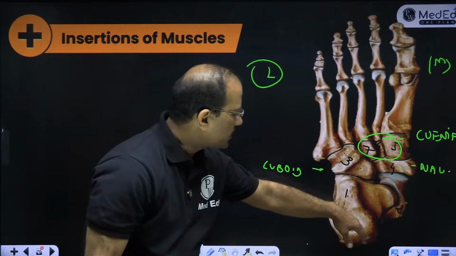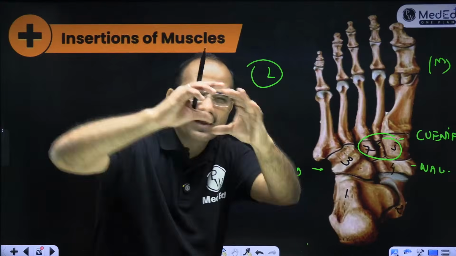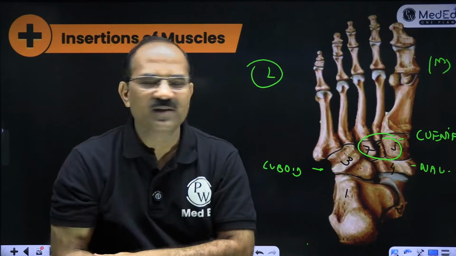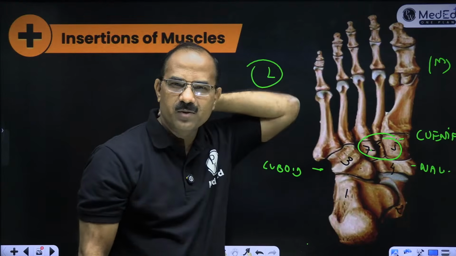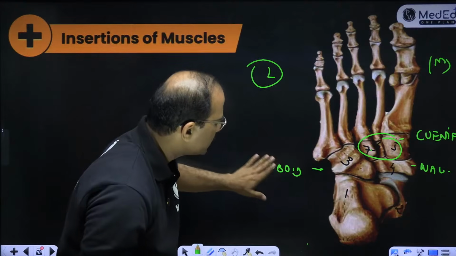So calcaneum, talus, this is navicular on the medial side. It is boat shaped, right? How do we identify navicular? Boat shaped. So boat shaped bone is navicular. This is going to be the cuboid. These 3 are cuneiforms. These are the metatarsal bones. Fine. Just tell me one thing. You can see a groove here.